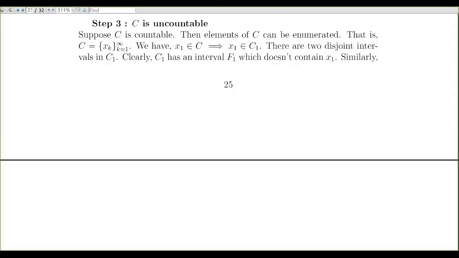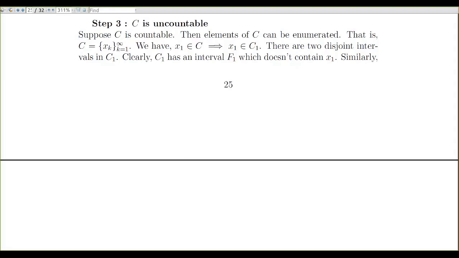We take x3. x3 belongs to C means x3 belongs to C3. x3 belongs to C3 means C3 has 2 intervals which are contained in F2. Again, by the construction, F2 has 2 intervals. We divide F2 into 3 and remove the middle portion, so we get 2 intervals. So F2 has 2 intervals in C3.